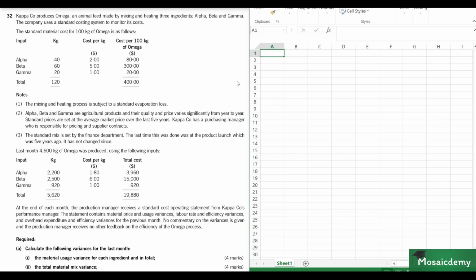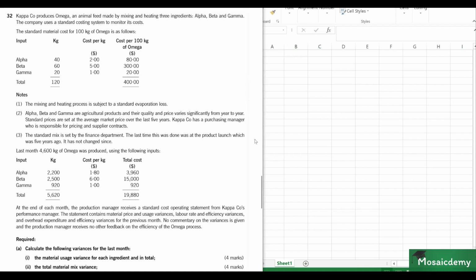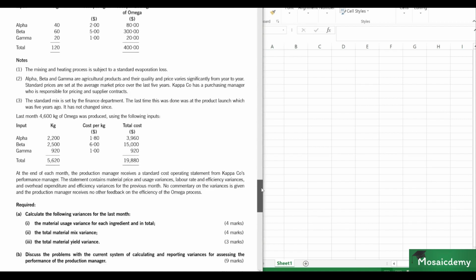As always, we're going to be starting by reading the requirement. Okay, so the requirement says, Part A, calculate the following variances for the last month. For 4 marks, we have the material usage variance for each ingredient and in total. So we need to do it separately for each ingredient and in total, and the total material mix variance and the total material yield variance, and collectively all of this is for 11 marks. And then Part B is 9 marks for analysis.